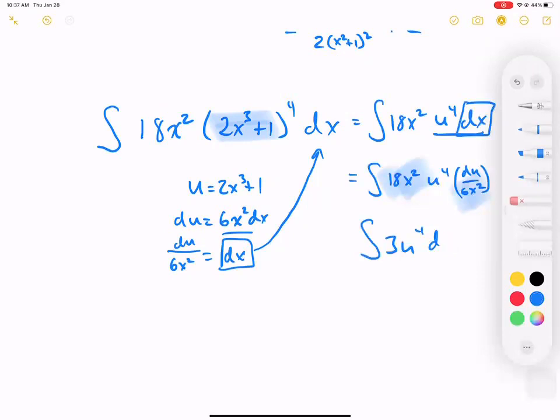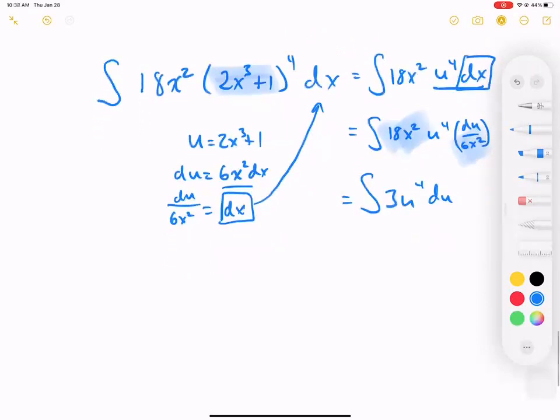Oh, that's a terrible u. Now, how hard is the integral of u to the 4th? We did this as a review today. It's just power rule. This is going to be 3 u to the 5 over 5 plus c. Done. Almost done. We have to now replace the u back in.